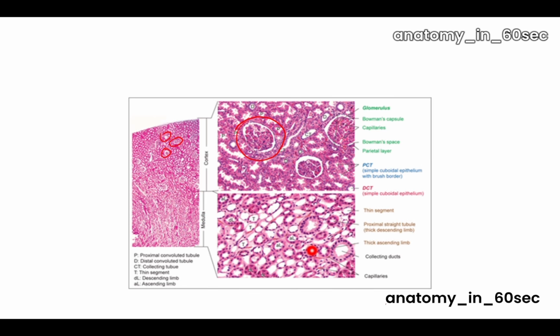Glomeruli in high power view, this is how it will appear. There will be a small gap which is present. This gap is the Bowman's capsule. This is the covering, and this is how the glomeruli will appear in low power view. And these are the PCT and the DCT. All these are cut sections.